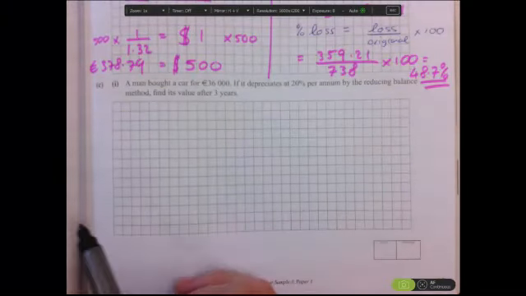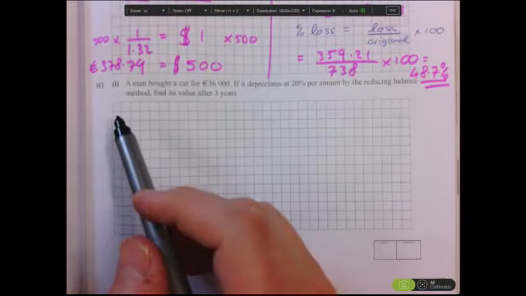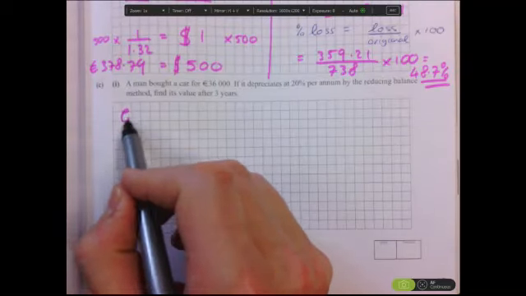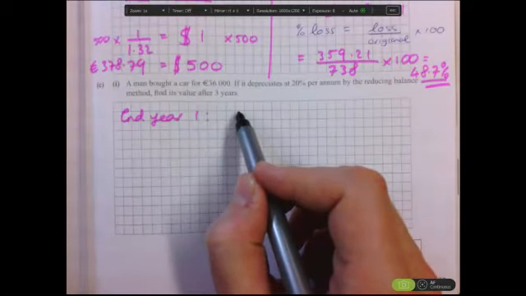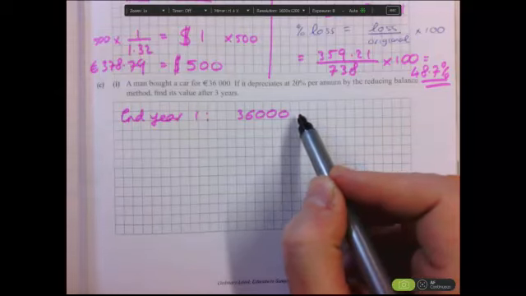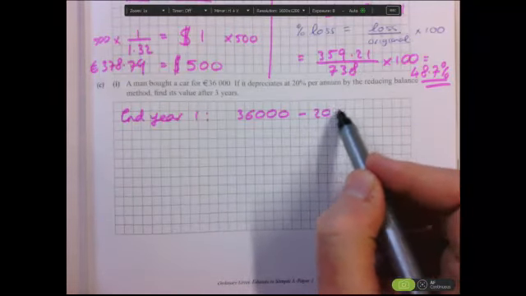So there are a couple of different ways that you can tackle this, but to keep it in line with another example that you've seen, we'll say at the end of year 1, we'll say the value will be 36,000. And if you've got a sharp calculator, it's nice and handy, you can just say minus 20%.